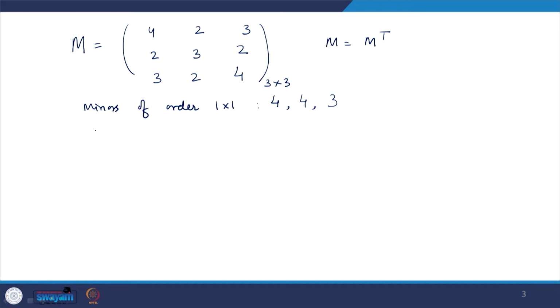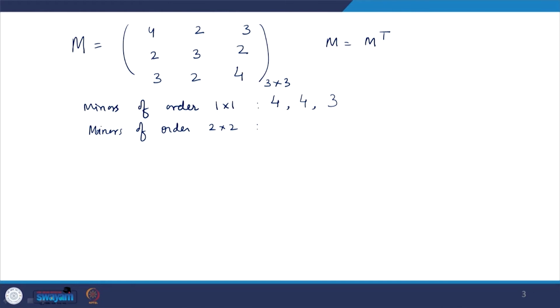Now, let us compute minors of order 2 cross 2. Now k will be 2 and n is 3, so 3 minus 2 means 1. So, you delete one row and the corresponding column, and whatever determinant you obtain is a minor of order 2 cross 2. Let us try to compute. First of all, suppose you delete the first row and first column. You are left with [3 2; 2 4].